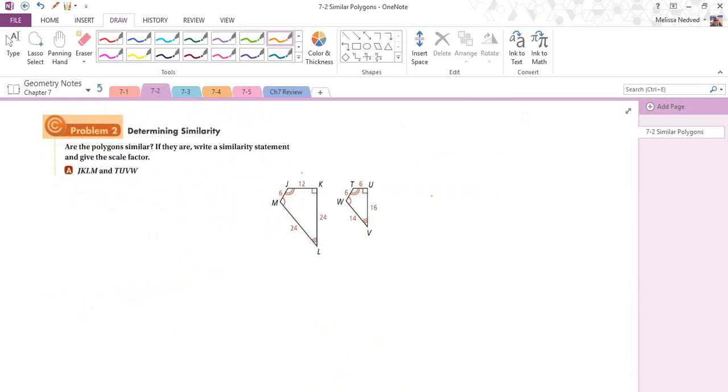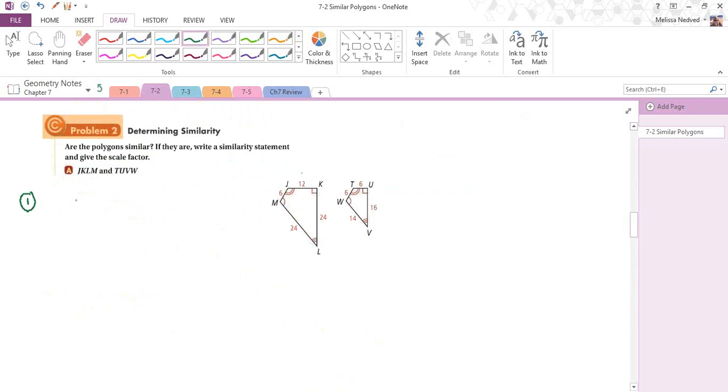So I'm asked here if these polygons are similar, and if they are, I need to write a similarity statement and give the scale factor. Remember, your similarity statement has to be in corresponding parts order. So I've got these two quadrilaterals here, and when you're checking for similarity, it's going to be a two-step check.